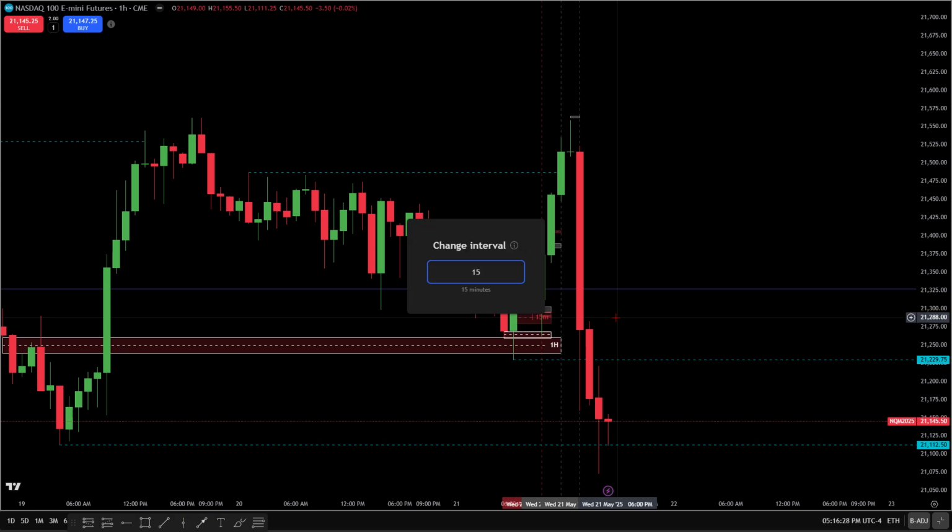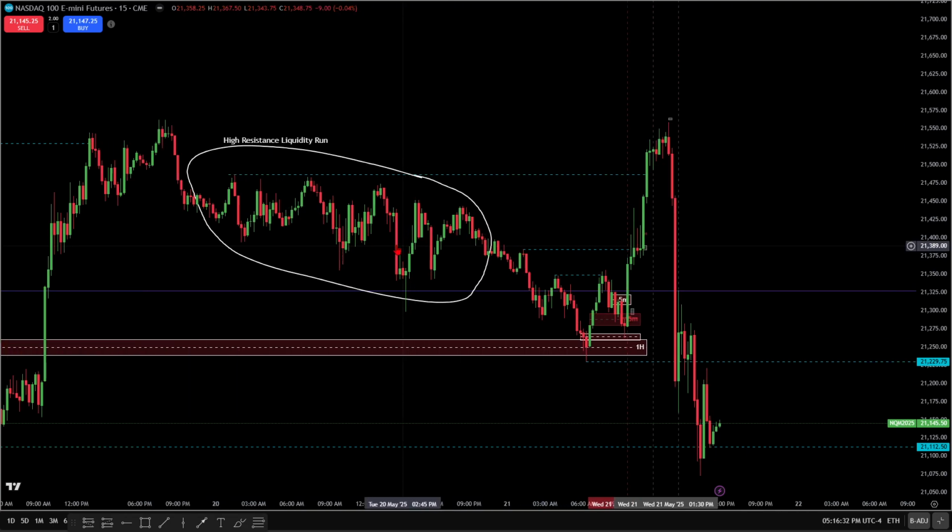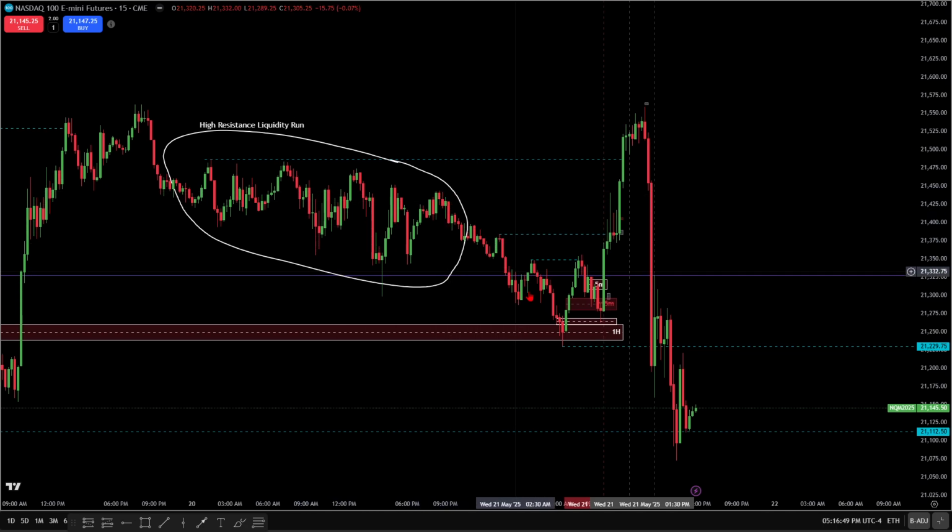So if I go down to the 15-minute, here we go. I circled this as a high resistance liquidity run. You can see just the back and forth price action where price wanted to go down, but it came up, wanted to go down, but it came up. It took the lows and it didn't take the highs. You can see it's just like it's going down, but it's really struggling. And it finally comes down here.